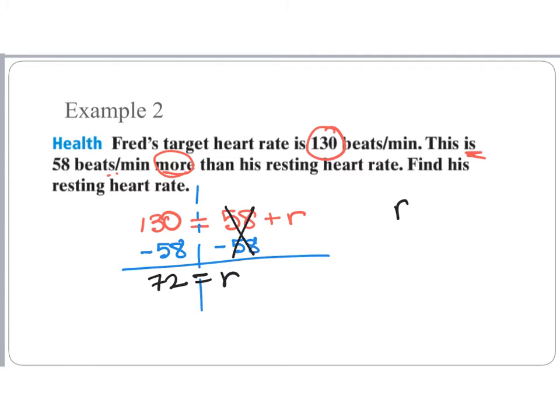Now I typically like to write my final answer with my variable in the front. So this would really be R equals 72, and it's beats per minute. And this would be my final answer.